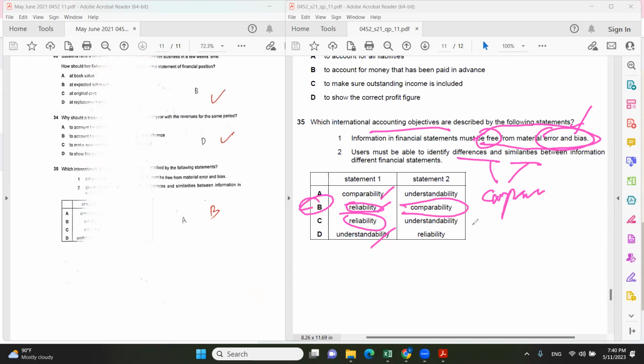Understandability means that the accounting we prepare must let people understand. We follow the IAS, which is the International Accounting Standard. So the user has to go and learn the accounting standard himself in order to understand the financial statement. Okay, so that's all for today.